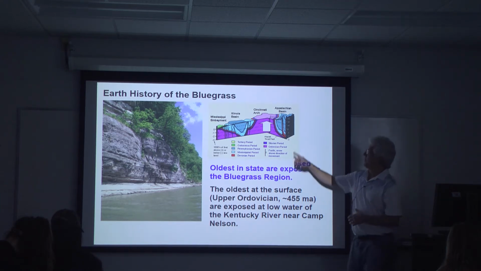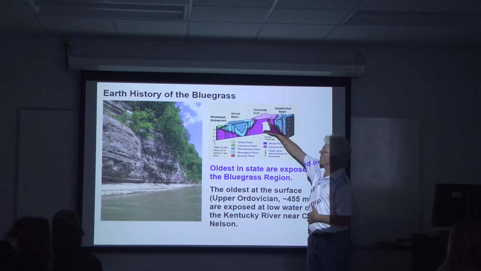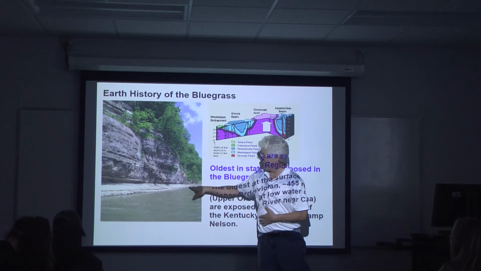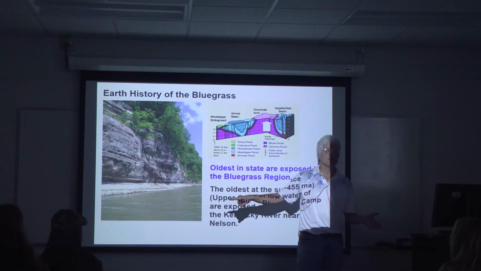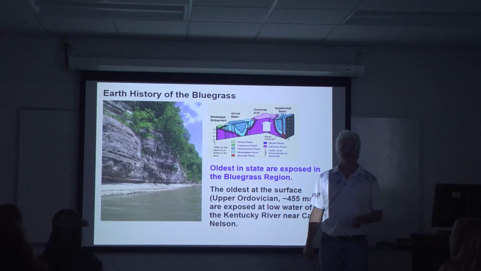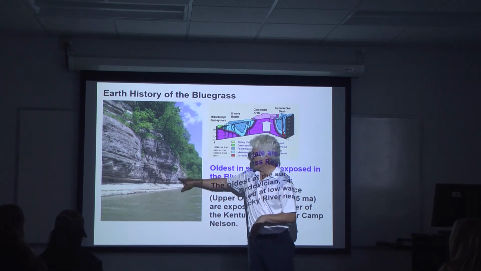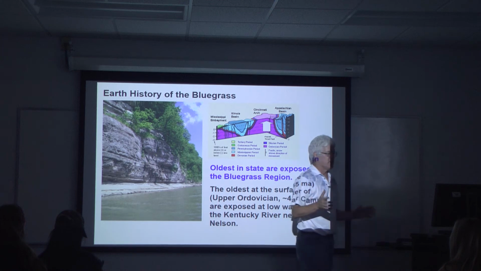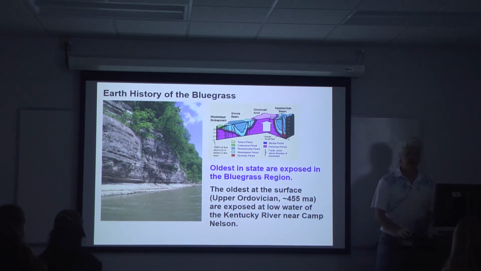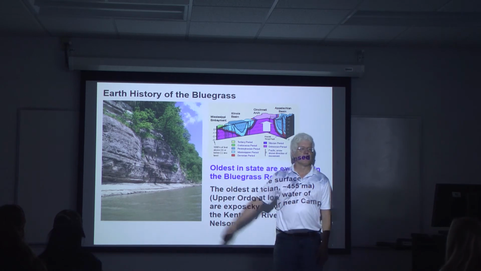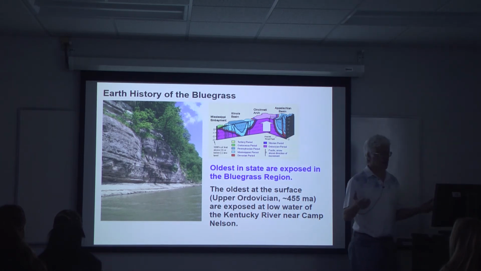So if you remember this map, this little cross section, the oldest rocks are at the surface of Kentucky, and the oldest rocks are whatever the lowest water level is in the Kentucky River down at Camp Nelson, not Clays Ferry. This is called the Camp Nelson Formation. It's Ordovician age, about 455 million years ago. And these were tidal flats under a shallow marine sea. So we know Kentucky was covered by an ocean at that time.